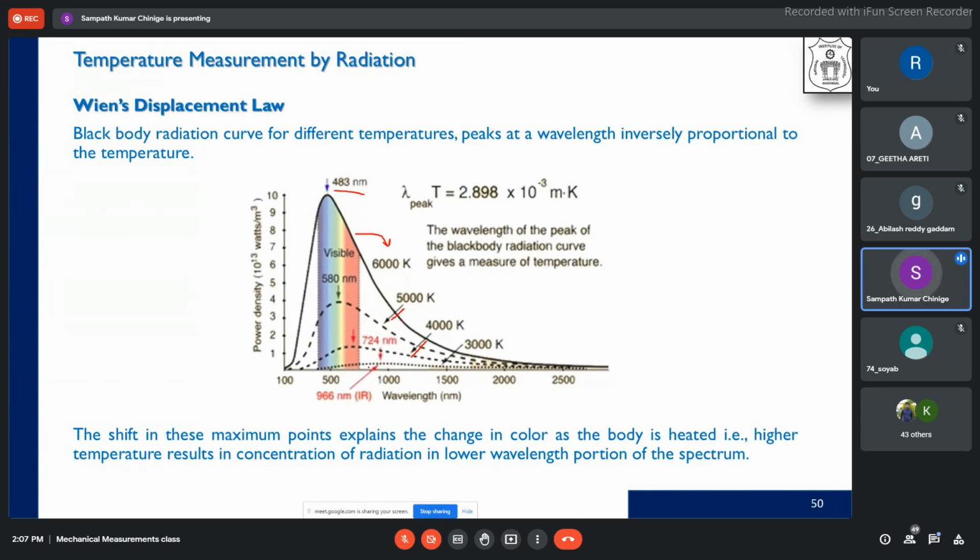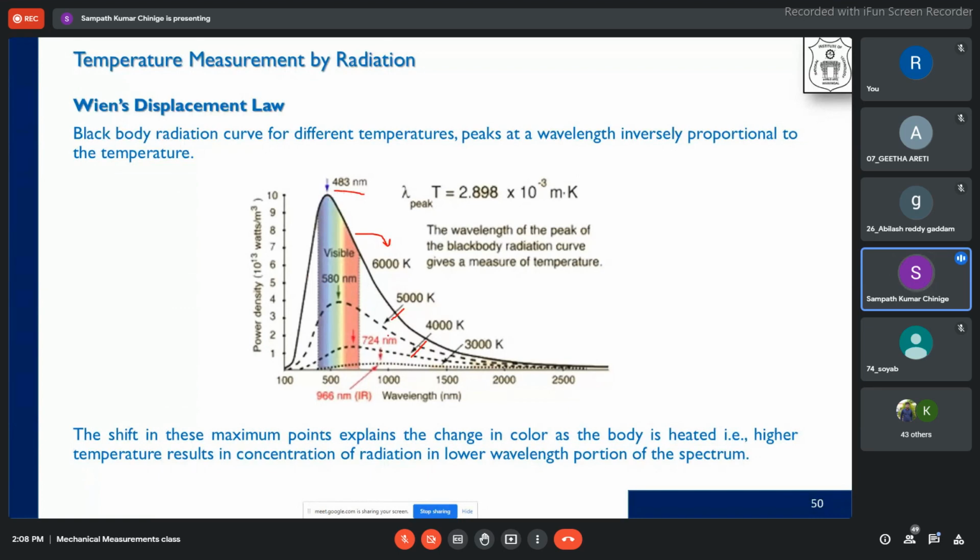So when you are going on increasing your temperature, the body starts with red color and converts to orange, and finally it becomes white. As the temperature increases, you can see here the colors are being varied, because the peak is moving towards the left. So your wavelengths are getting reduced to lower. Here you can see that it gives maximum power density or emissive power at 483 nanometers.